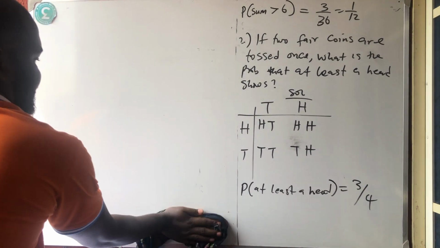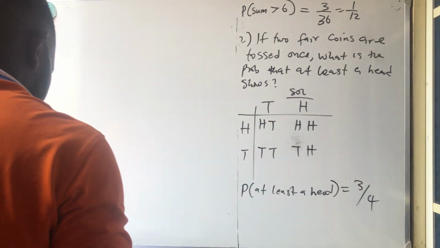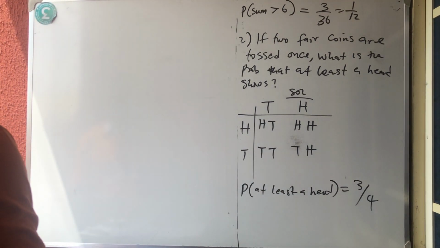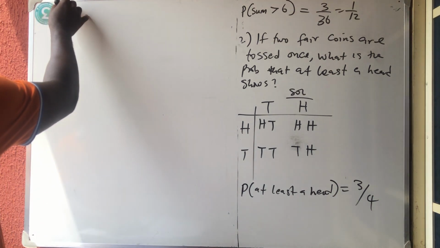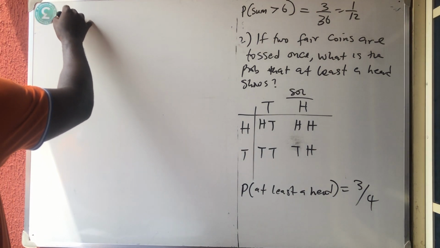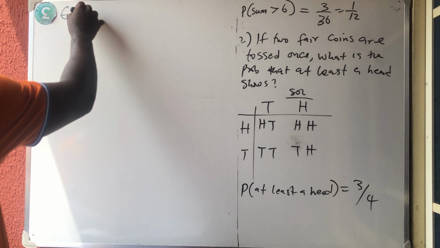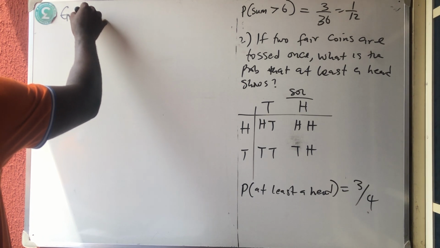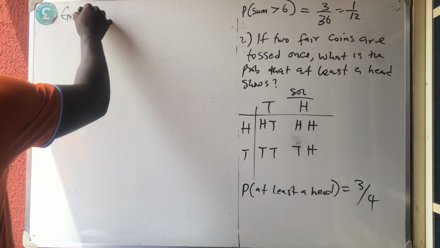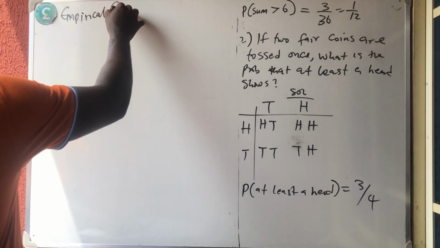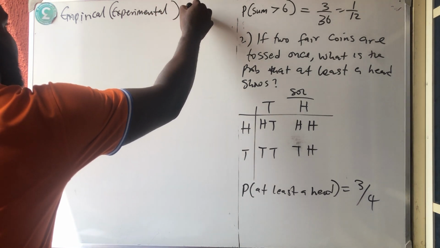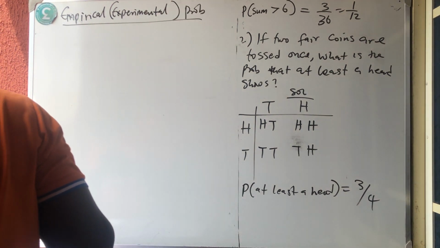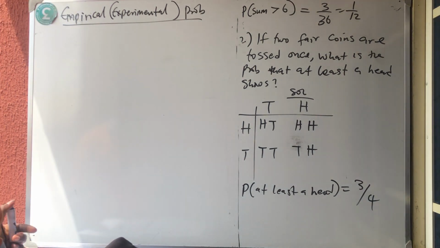So the next one. Next one said empirical probability, or experimental probability. That's what we are entering. The same thing. Let's enter empirical or experimental probability. Okay? Empirical or experimental probability.